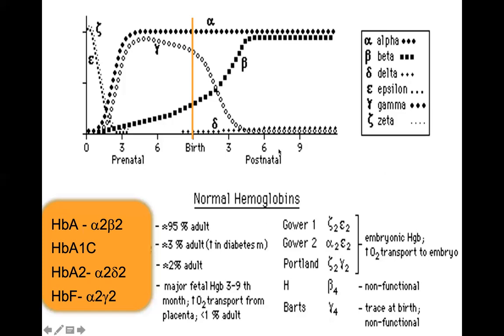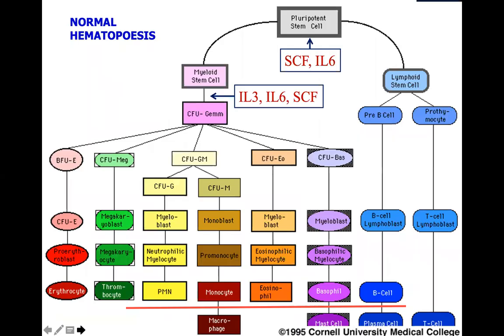So most importantly in adults, hemoglobin A is 95% of the total hemoglobin, 3% would be the glycosylated hemoglobin, and 2% would be your hemoglobin A2. Fetal hemoglobin or hemoglobin F comprises less than 1%. Gower 1 and 2 and Portland are all embryonic hemoglobins.